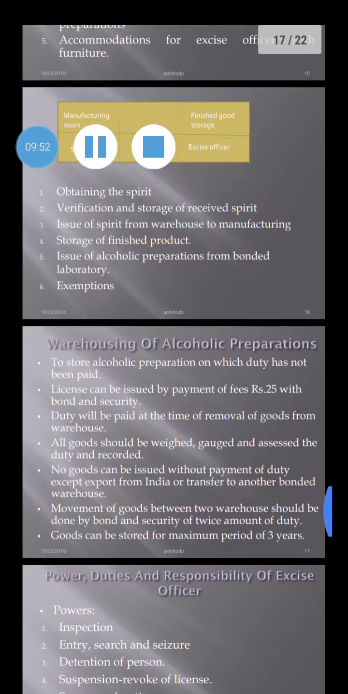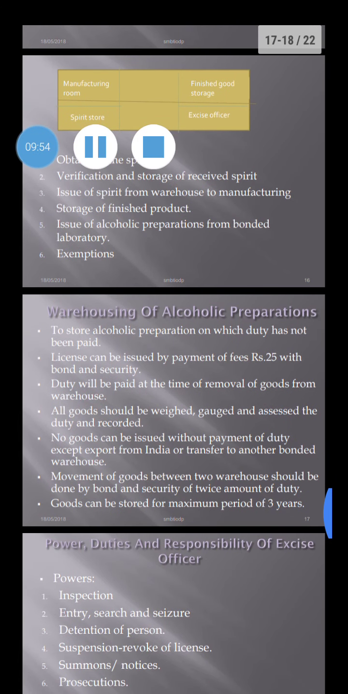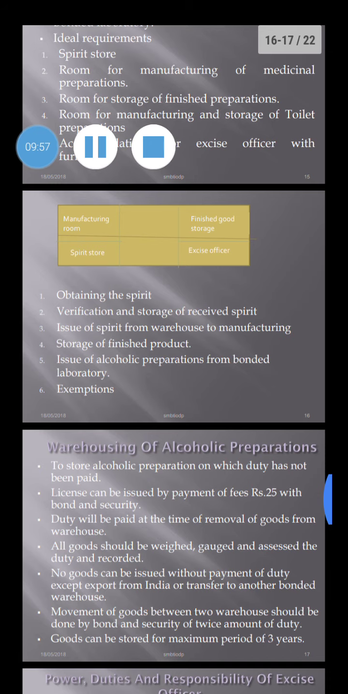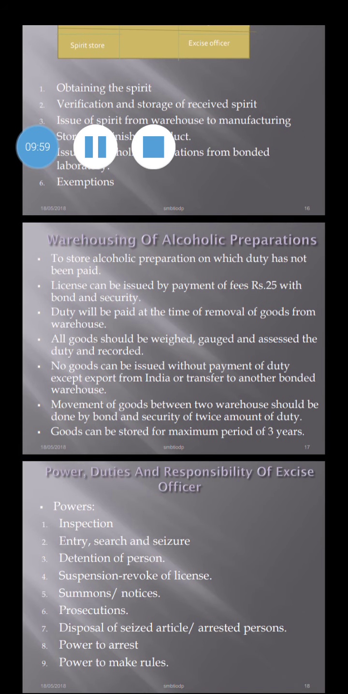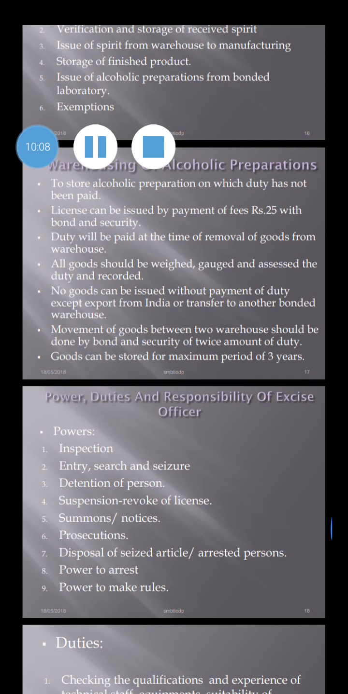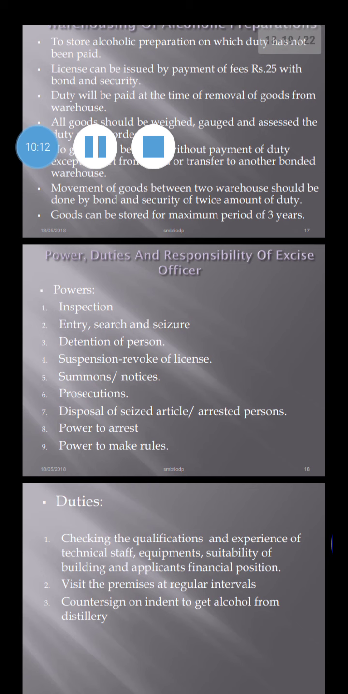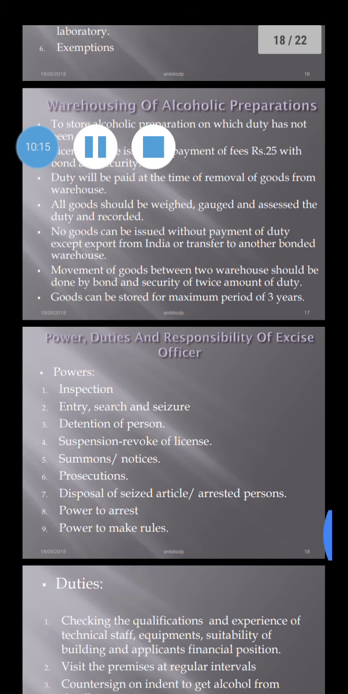So today we will discuss the warehousing of alcoholic preparations. In that you will see how to store alcoholic preparations on which duty has been paid. A license can be issued on payment of 25 Rs, and duty will be paid at the time of removal of goods from the warehouse. Then movement of goods between two warehouses should be done by bond and security of twice the amount of duty. Goods can be stored for a maximum of 3 years.